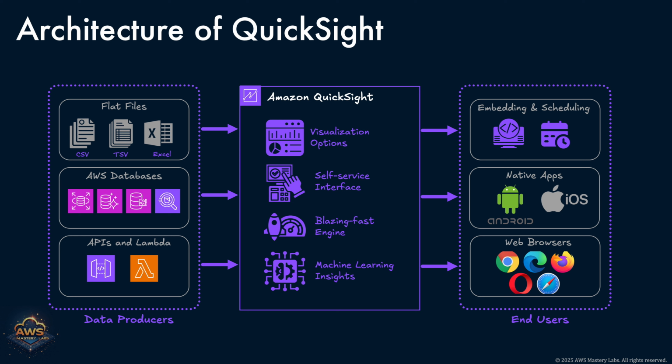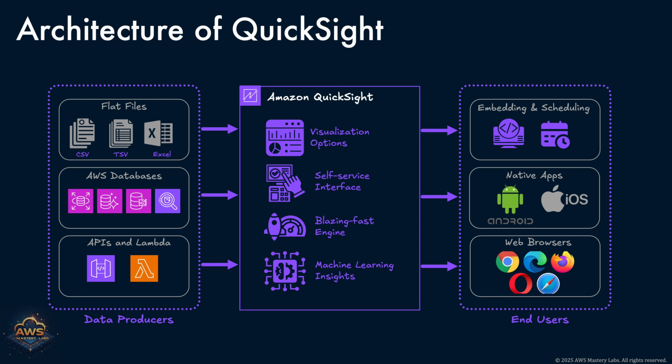Here's a quick illustration of Amazon QuickSight in action. On the left, we begin with the data producers, the critical sources that fuel your insights. These include familiar flat files like CSV, TSV, and Excel spreadsheets, which are often the first repositories for business-critical information. Beyond that, we tap into the power of AWS native databases like Amazon RDS, Redshift, and Aurora, offering structured, scalable data at your fingertips. And for modern, real-time analytics needs, APIs and AWS Lambda functions enable streaming data ingestion, allowing you to work with constantly evolving datasets.